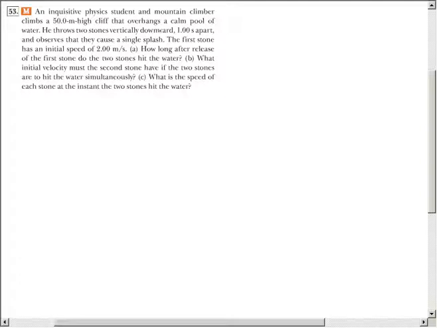A. How long after release of the first stone do the 2 stones hit the water? B. What initial velocity must the second stone have if the 2 stones are to hit the water simultaneously? And C. What is the speed of each stone at the instant the 2 stones hit the water?